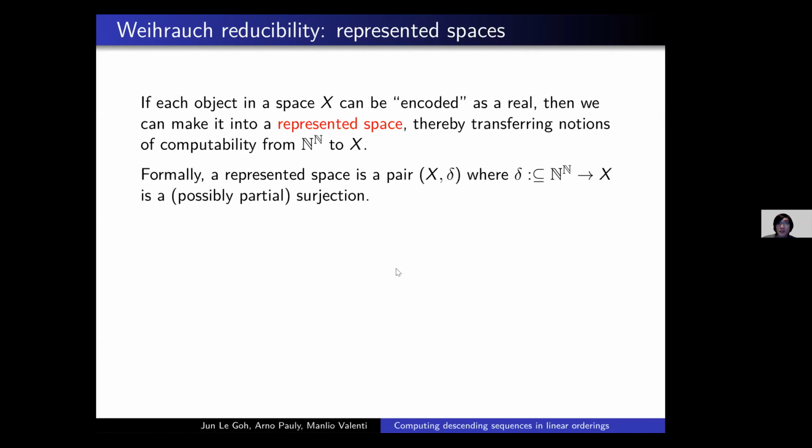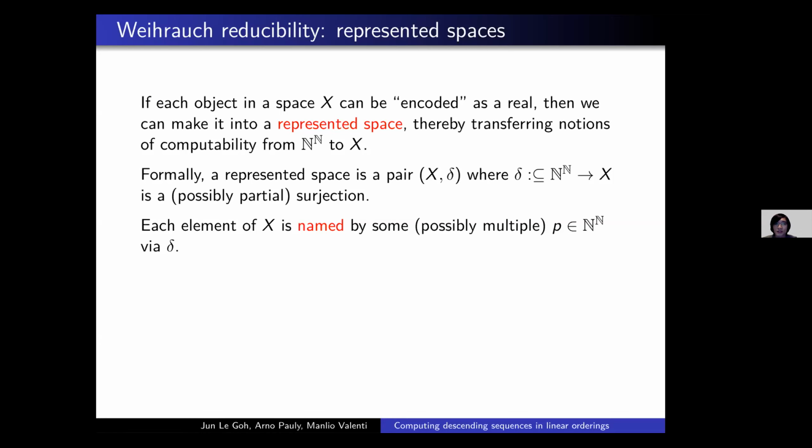Formally speaking, a represented space is a pair consisting of X and a map delta, where delta is a possibly partial surjection from Baire space onto your space X. This here is the notation for a function which is allowed to be partial. The point is that it has to be a surjection because every object in X has to be named by some element of Baire space. If it doesn't have a name, then we can't talk about it. So this is a term that I will use sometimes: each element of X is named by some p in Baire space. And I want to point out that multiple names are allowed. It doesn't have to be just one name. For example, in the Cauchy sequence example I gave just now, a single real can have many Cauchy sequences which converge to it.